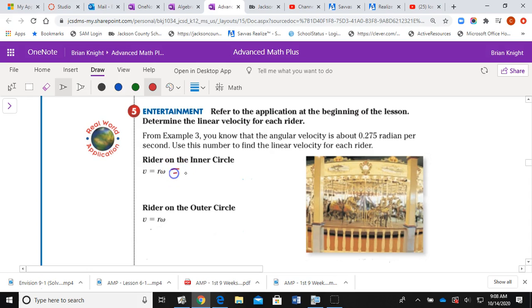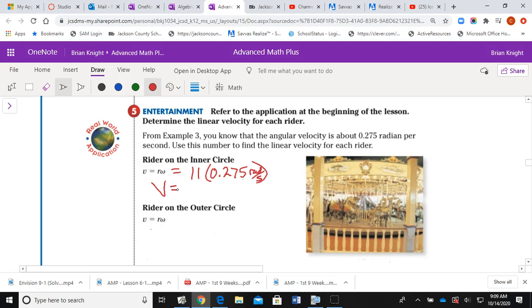So, my radius for the inner circle, do y'all remember what it was? 11. Are you sure? I'm pretty sure. All right. 11 times my angular velocity. We already found the angular velocity in example, what was it, 3? Yeah. Example 3. How fast were we going? 0.275. And that was radians per second, of course. So this would be 11.